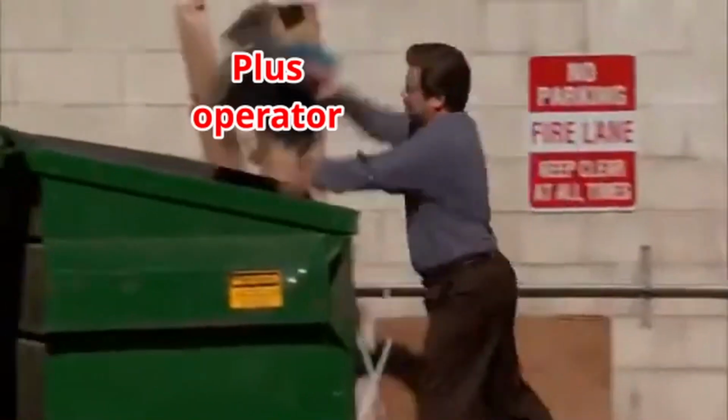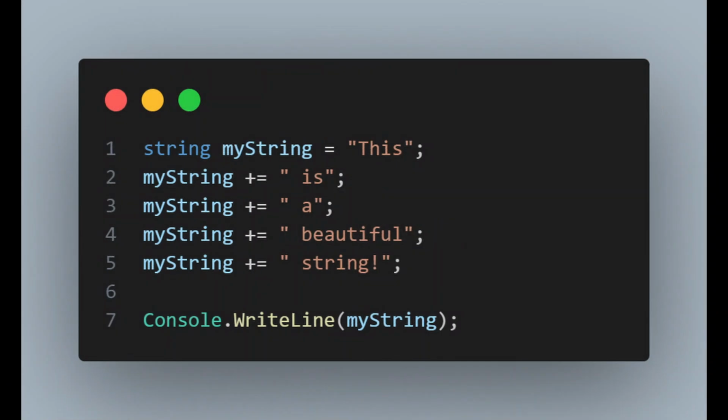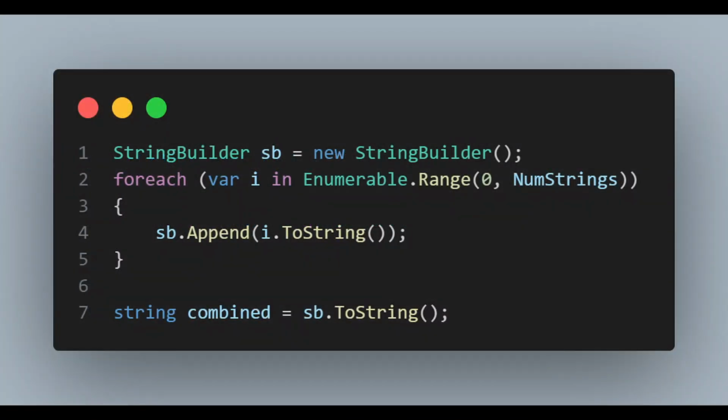So, does this mean that you should no longer use the plus operator for string concatenation? Absolutely not. For simple operations, the plus operator is still safe and sufficient, but for scenarios involving a large number of concatenations or repeated string modifications, you should definitely use the StringBuilder. That's it, no more, no less.